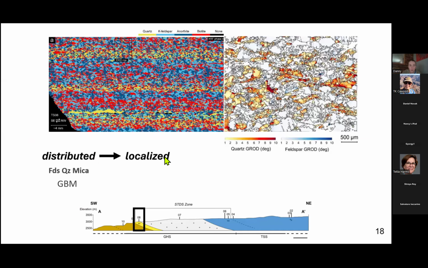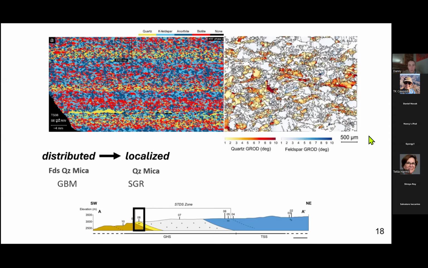So moving towards higher structural levels within the Greater Himalayan sequence, we start to see a more localized deformation style. So here, the deformation is localized into quartz and mica layers, and these deform around a strain-free feldspar clast. We can see this in this map here, showing the grain reference orientation distribution of quartz in red and feldspar in blue. So we see that quartz shows high internal misorientations, but feldspar does not.